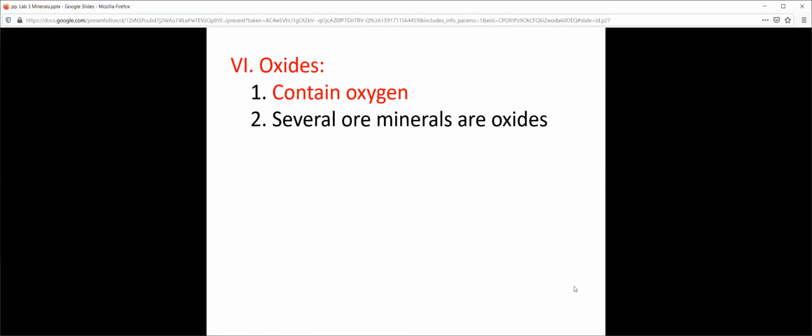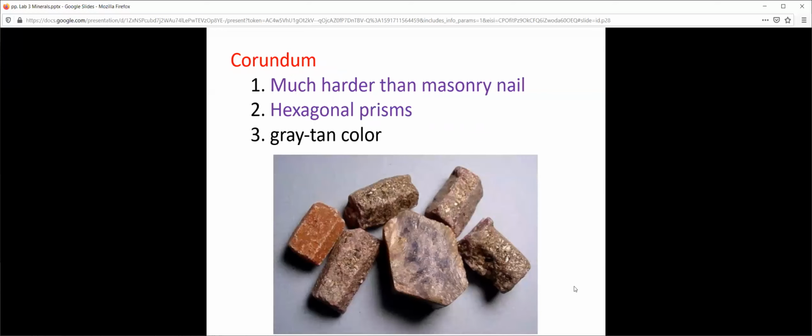Finally, we can get into some oxides. Corundum is a good example of an oxide. Corundum is very hard. I think it's a 9 on the Mohs hardness scale. You can't scratch it, no matter how hard you try. And corundum also always comes up with these hexagonal prisms. It grows in 6-sided shapes.